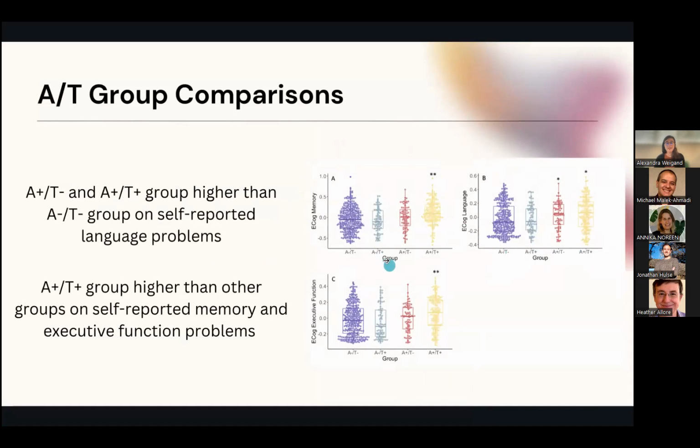When we look at self-reported cognition, we again see that the A plus T plus group is reporting the highest degree of impairment across memory, language, and executive function in terms of self-report. And the A plus T minus group is also showing high report of language dysfunction. The A minus T plus group here did not report any differences in self-reported cognition, despite those observed differences from the no pathology group in terms of memory and language.